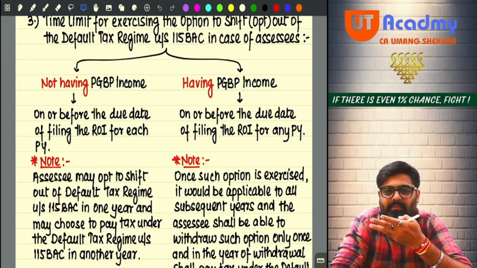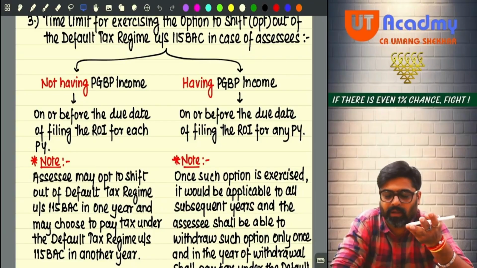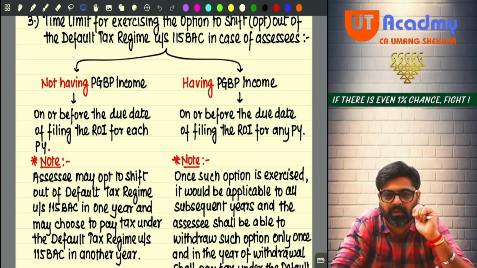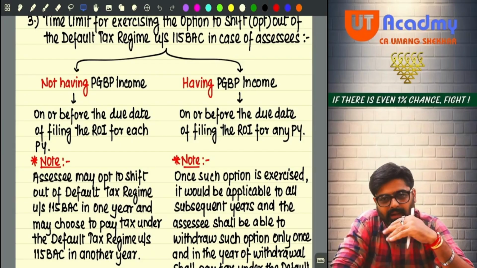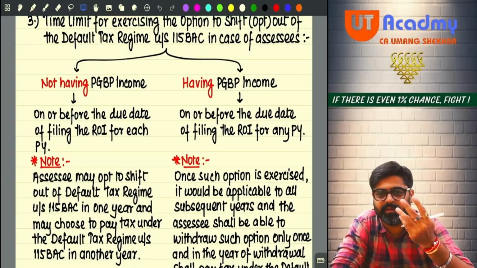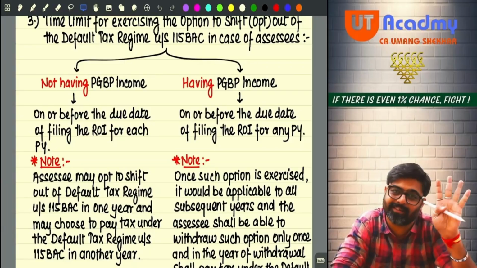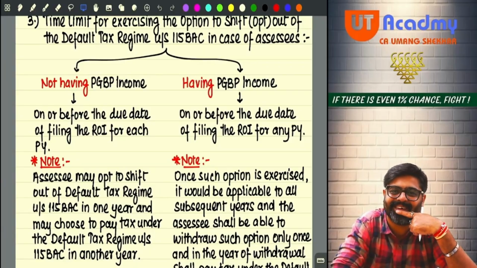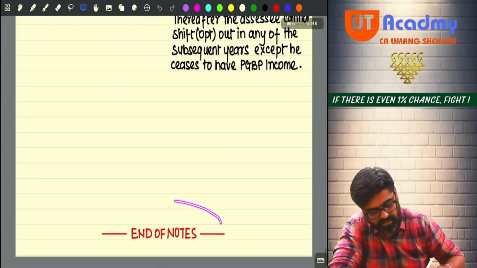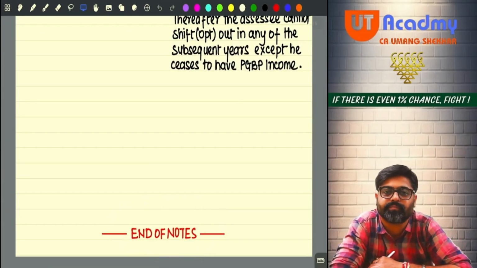This was made from 2020, last year only, because since last year this scheme has been made default, no? Earlier, this option was available every time, in every case. But from last year onwards, this is compulsory now. Got it? So this was your 115 BAC, my dear friends.